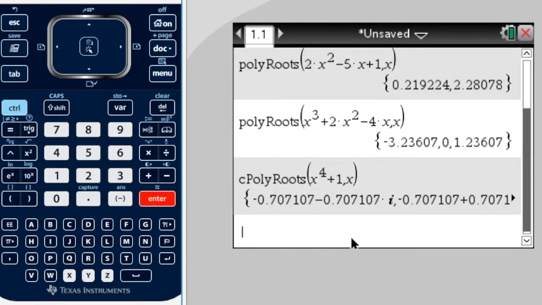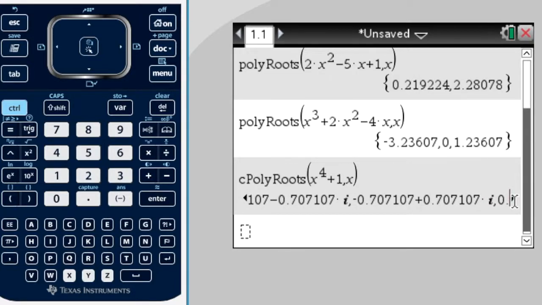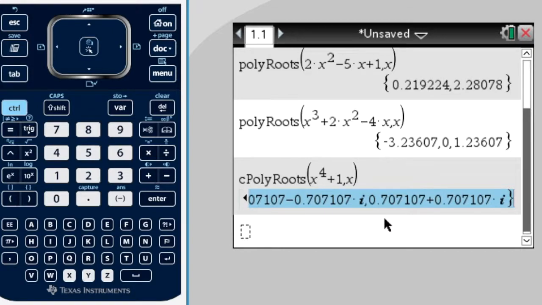Okay, so here's my complex roots. So the first one is negative 0.7 minus 0.7i. And the next one is negative 0.7 plus 0.7i. And then the others are 0.7 minus 0.7i and 0.7 plus 0.7i. So you get all your complex roots there. And that's really just for HL students.